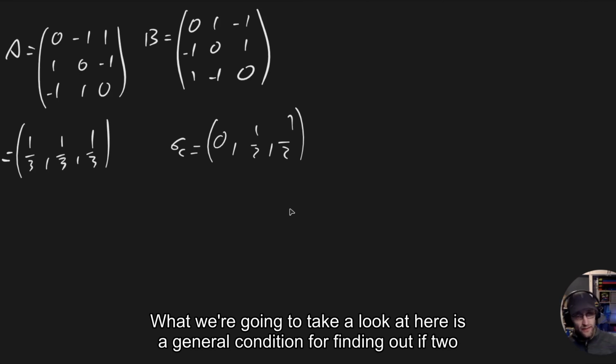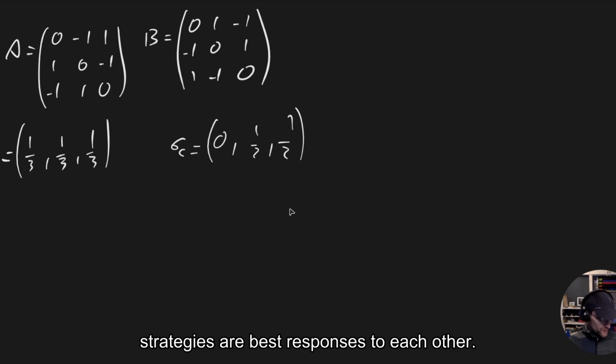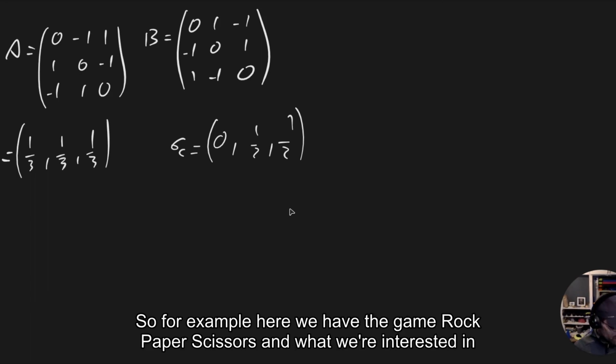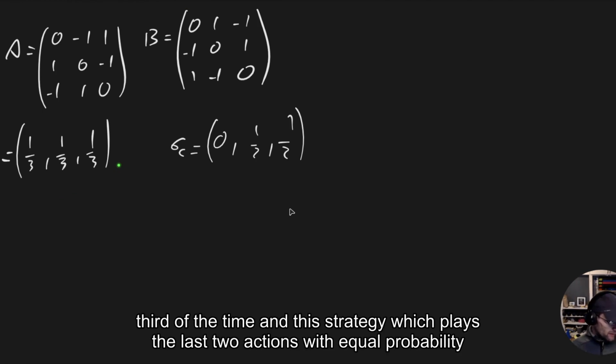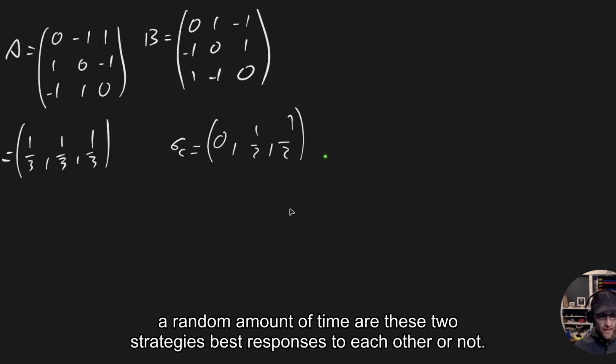What we're going to take a look at here is a general condition for finding out if two strategies are best responses to each other. For example, here we have the game rock, paper, scissors. And what we're interested in is this row strategy, which plays each action randomly a third of the time, and this strategy, which plays the last two actions with equal probability. Are these two strategies best responses to each other or not?